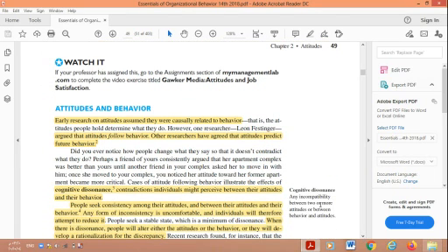Attitudes and behavior. Early research on attitudes assumed that there is a relationship between attitudes and behavior. So attitudes were assumed to be causally related to behavior. Others argued that attitudes follow behavior, and other researchers have agreed that attitudes will predict future behavior. One of the main problems faced by attitudes is cognitive dissonance.